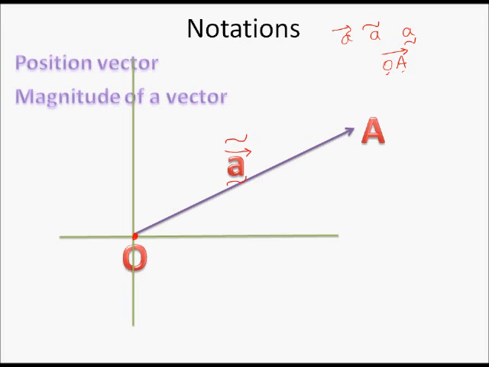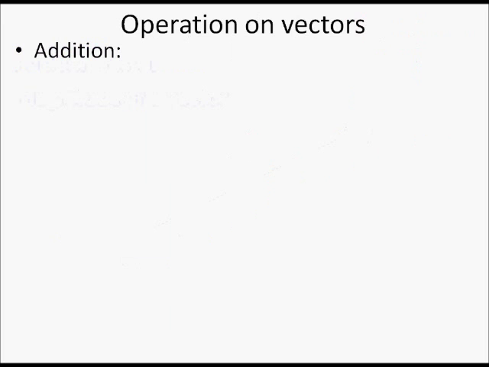What is the notation for the magnitude of the vector? You just put the sign like absolute value. It is not the absolute value, but this is the magnitude which gives you the size of the vector. Okay, so you can also represent it as modulus of a, like this, but this is the notation used for the magnitude of the vector.